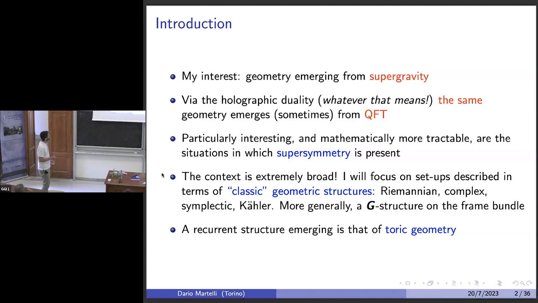Particularly interesting is the case where we preserve supersymmetry. So in all of my discussion, there will be supersymmetry preserved, although I will never write any single Killing spinor equation in this talk. So the context is extremely broad, and I will focus today, and usually in my work, on classic types of geometries. So we always have a Riemannian structure, sometimes we have a complex structure, symplectic, and so on. More generally, you can say we work in a situation where we have some group structure on the frame bundle. Another recurrent theme, although it's not strictly related to supersymmetry, is that of toric geometry, which will also play a role today.